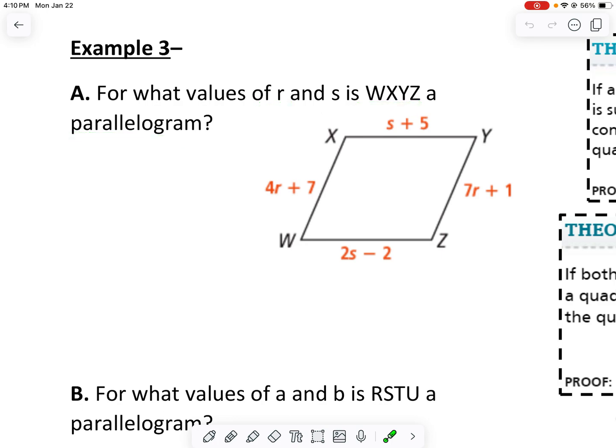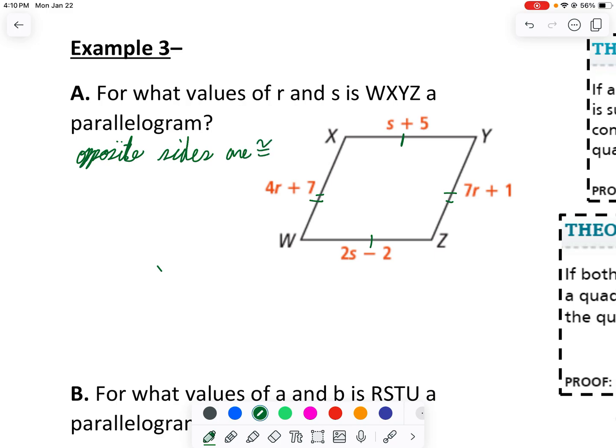Well, as we look at this, for it to be a parallelogram, opposite sides need to be congruent. So that means this side and this side need to be congruent. This side and this side need to be congruent. Oh, opposite sides are congruent. If I keep those properties in mind, I'll be able to develop an understanding. And remember, congruent means that they're going to be equal. So that allows us to create some equations.